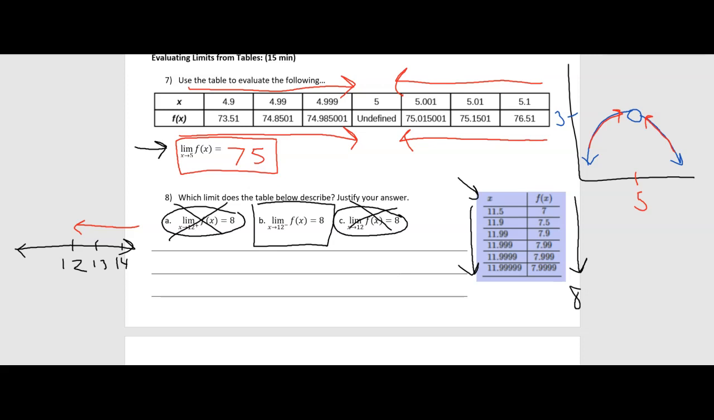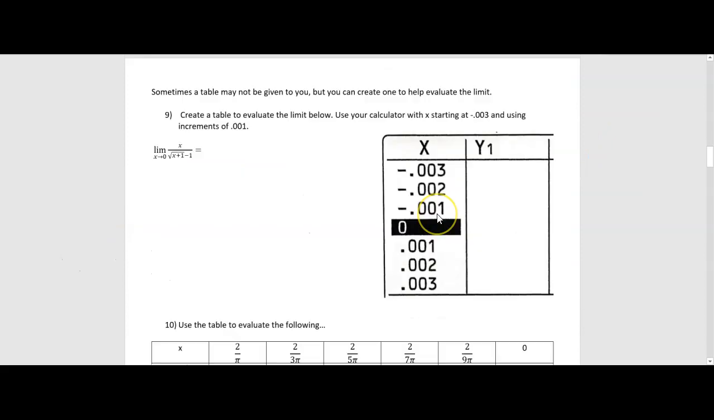Okay, so in the space below, you would want to touch on the fact that the table is not showing us the approach from the right-hand side. And if it's not showing us the approach from the right-hand side, we also can't make any inferences about the whole limit. We can only make an inference about the limit coming from the left hand or the negative side. All right, let's move on to the next page.